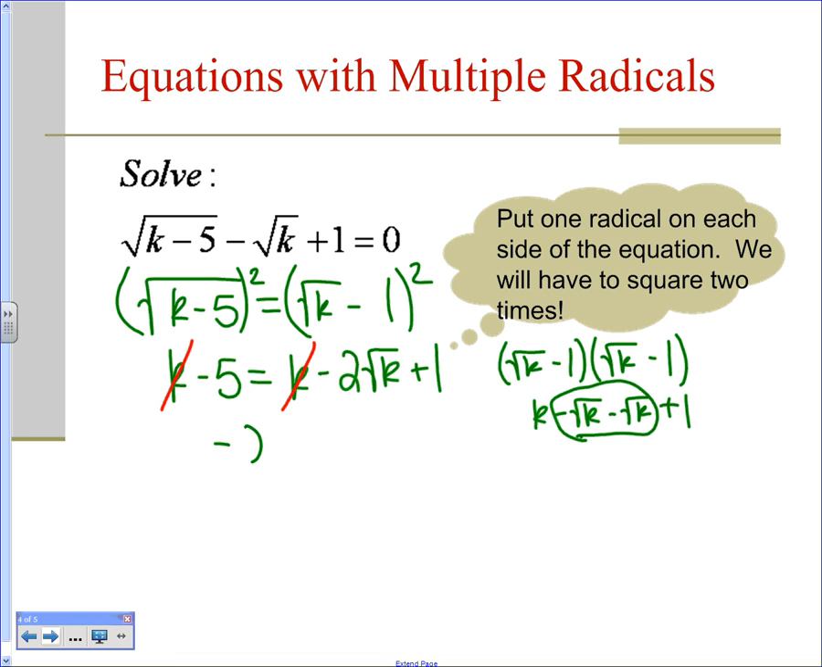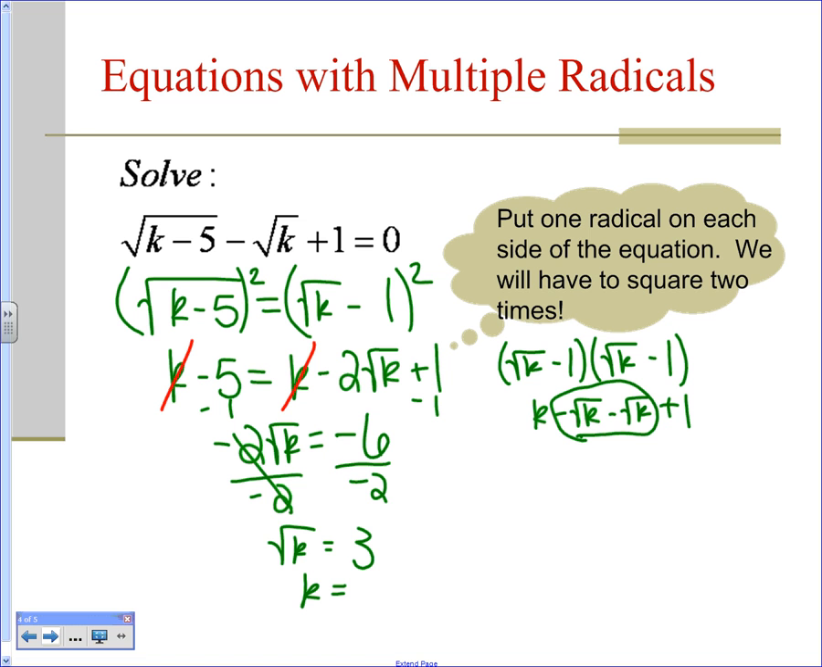All right, I have negative 2 square roots of k equals negative 6. Okay, divide by negative 2. Yeah, you do have to check it. So we squared here to get rid of one radical, and then we had to square again down here to get rid of the second radical. Y'all see how that works?